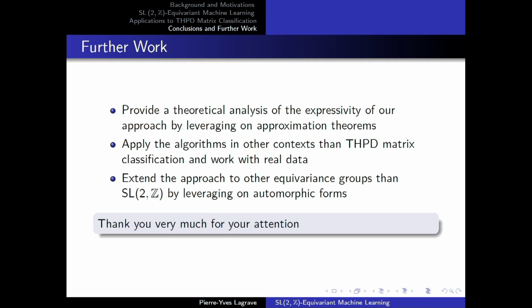As some further work, we do need to provide some theoretical analysis for the expressivity of our approach by leveraging, in particular, approximation theorems. We would like to apply this algorithm in other contexts than THPD matrix classification. And another thing which is quite interesting from the theoretical standpoint is to generalize to other equivariance groups than SL2Z by leveraging automorphic forms, which are a generalization of modular forms. So thank you very much for your attention, and happy to take any questions.